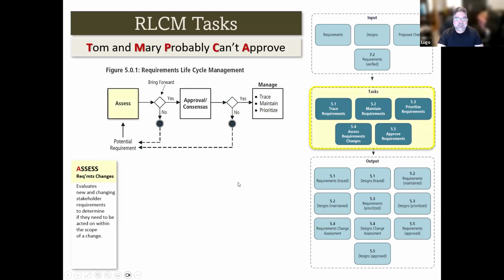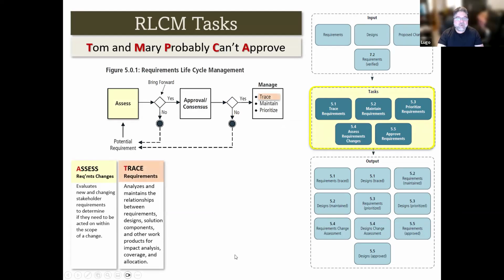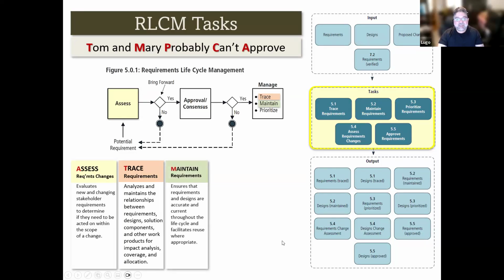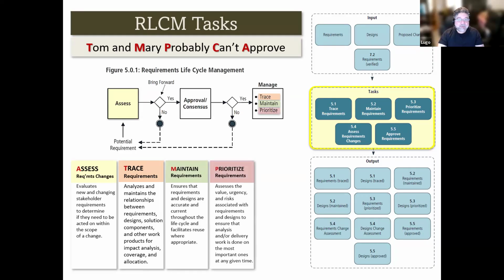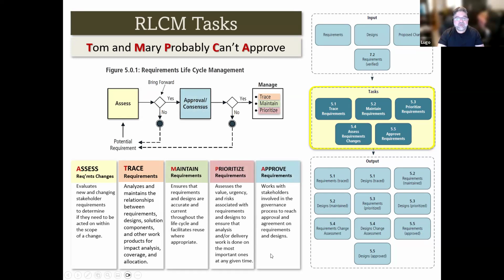Right now we are talking about requirements maintenance, the tasks involved. We have inputs and then we have outputs. First we have assess, which we talked about briefly. Then we have trace, where we analyze and maintain the relationship between those requirements. We maintain them, ensuring that they're accurate and current throughout the life cycle. We prioritize them based on value, urgency, and risk associated with those requirements. And finally, we work with stakeholders to ensure that we have approval and agreement for the requirements and designs.